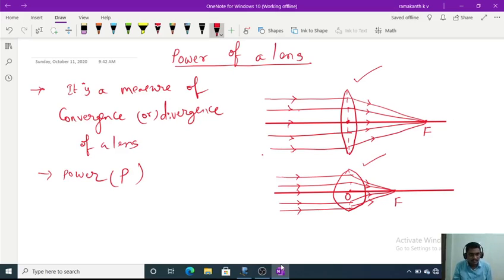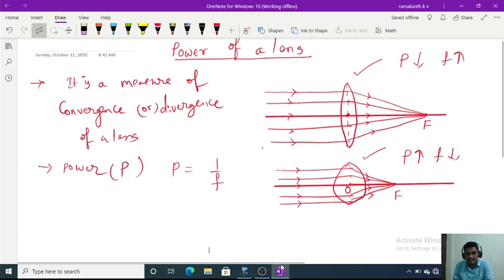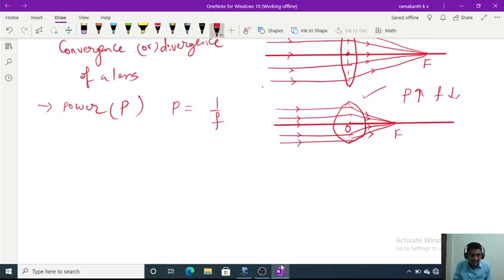Look at this picture. Here the converging power is small since the focal length is large. Here the converging power is more since the focal length is small. So we can say that refracting power is equal to the reciprocal of the focal length of the lens. We'll derive this expression in this class. This is nothing but the power of a lens, a measure of convergence or divergence of a lens. In case of a convex lens, the light converges. In case of a concave lens, the light diverges.